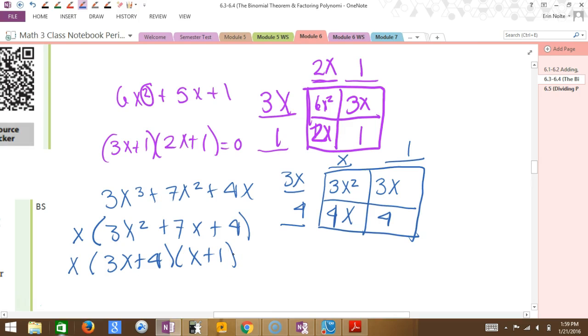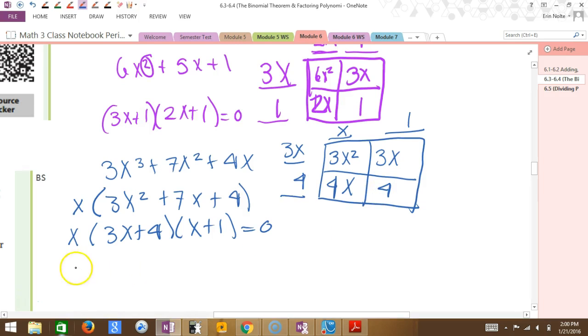Since that original function was to the third power, I have 3 factors, so it's going to cross the x-axis 3 times. If we set this equal to 0, where would it cross? You could do x equal to 0, negative 4/3, and negative 1. Okay?